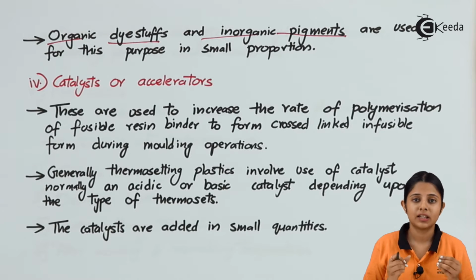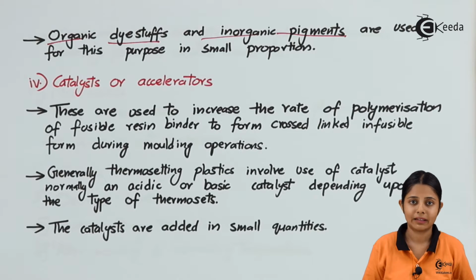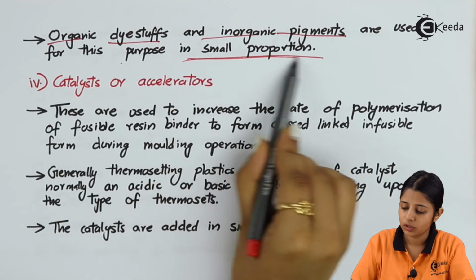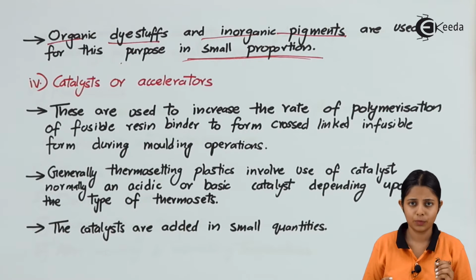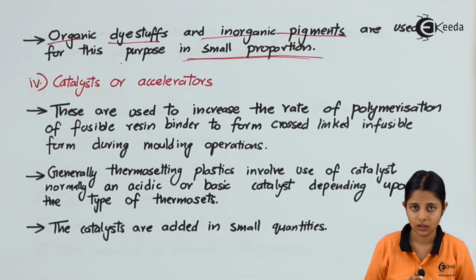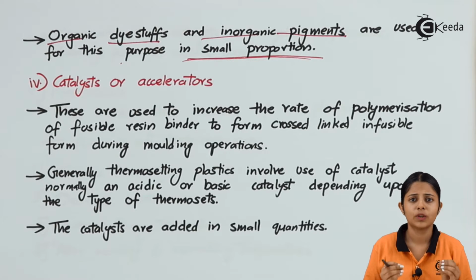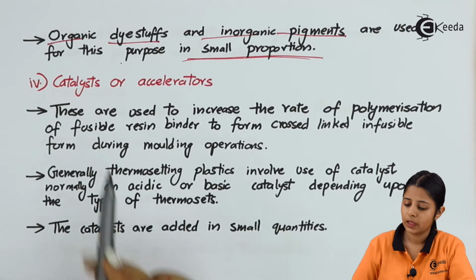The natural dyes that we get are all organic dyes, and they are used in small proportion. Dyes are always used in small proportion. Even one drop or two drops of dye can be used for coloring an entire batch of plastic, and that is the reason why we do not have percentages over here. Organic dyes or inorganic dyes, both of them are always used in small proportions.